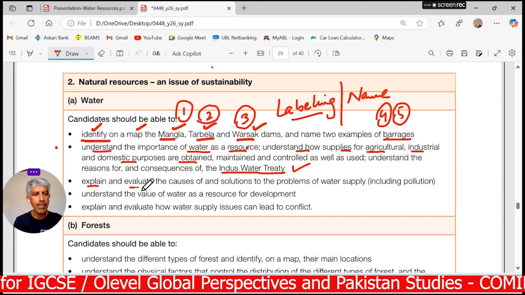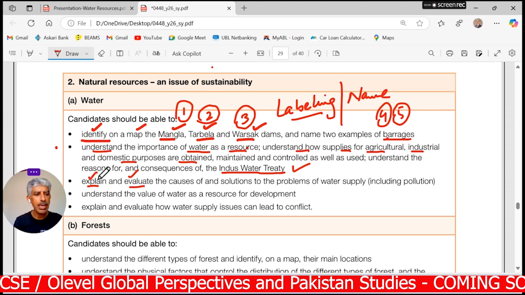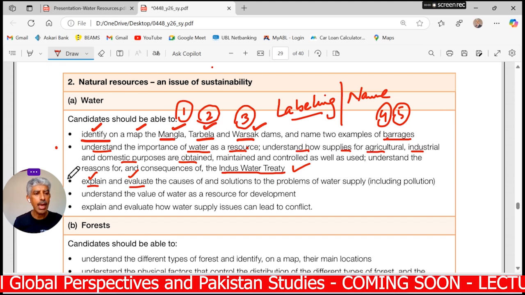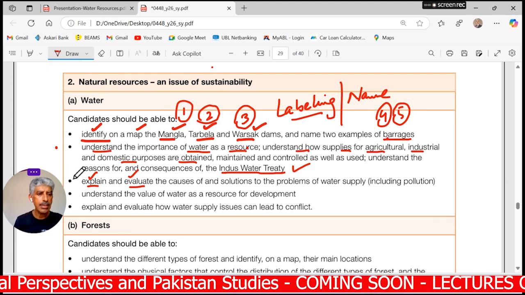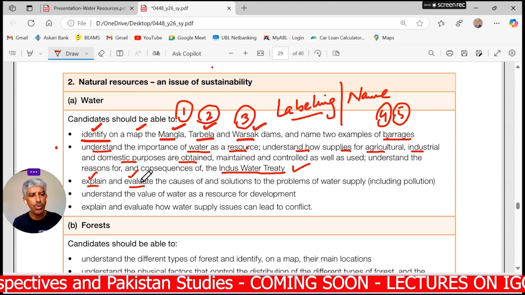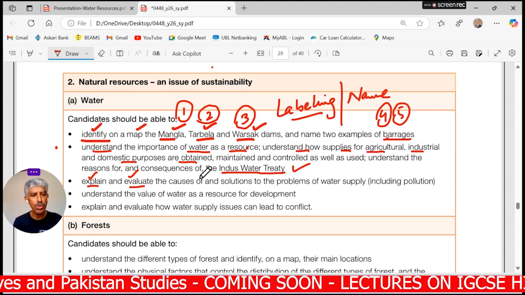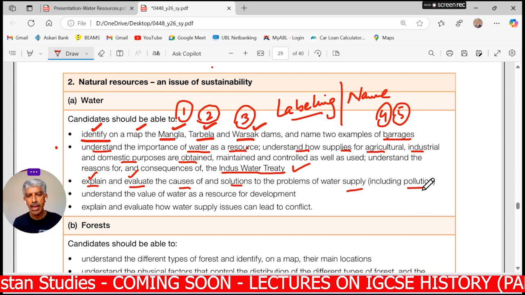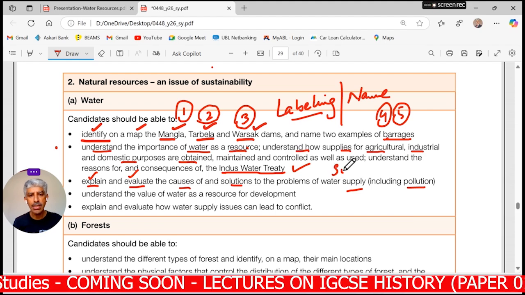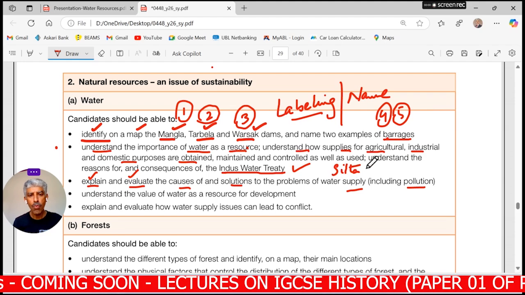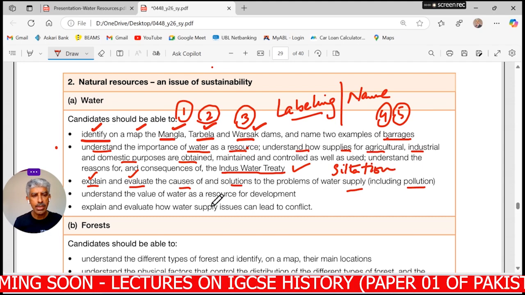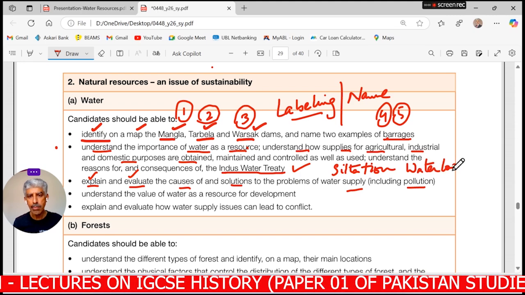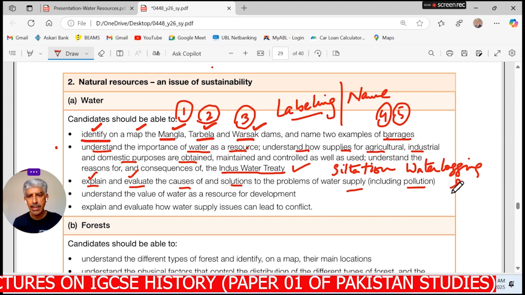Explain and evaluate. I mean, evaluative skills and explanation skills. Whenever we talk about explanation, it means you should have analytical skills, that you should be able to analyze, and then out of that analysis you are able to evaluate things and move to some conclusion. The causes of and solutions to the problems of water supply, including pollution, siltation, and then waterlogging and salinity. So all these are the issues which are related to waterlogging and salinity.